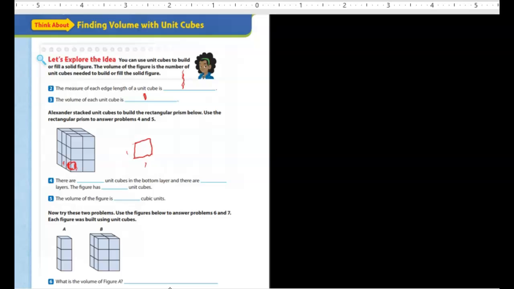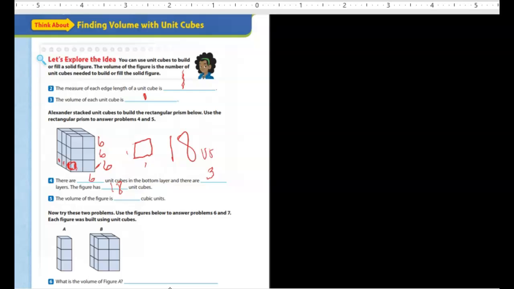This is the second square and this is the third square. So there's 3 squares on this side. There's going to be 3 on this side too. So each one of these layers has 6. This has 6 and this has 6. You could also see it by looking up here at the top. So I know that 3 times 6 is 18, and that's what it's going to ask us down here. There are how many unit cubes in the bottom layer? Well, there are 6 in the bottom layer, and there are 3 layers. This figure has 18 unit cubes.